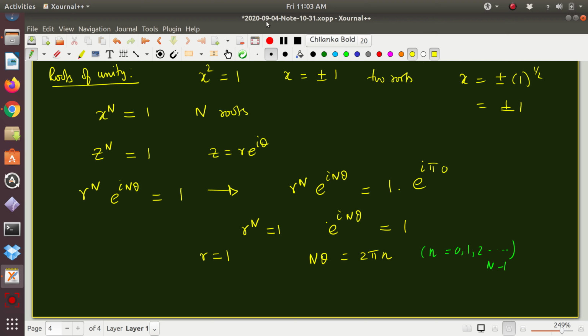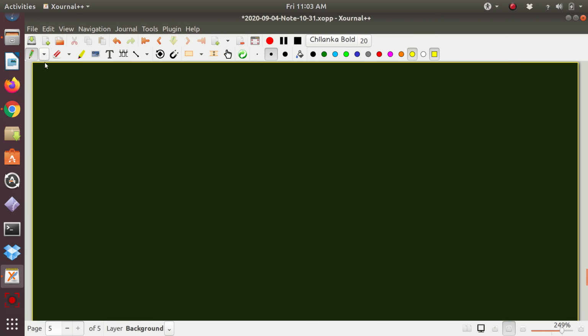So z to the N is equal to 1 implies there are N roots which are denoted as z_n, which are nothing but r is 1 for all of these, the absolute value is 1, and the angle gives e to the i 2 pi small n upon capital N, where small n takes the value 0, 1, 2, so on up to capital N minus 1. What is capital N? Capital N is actually given to you. This is a fixed number, an integer, let's say. That is given.